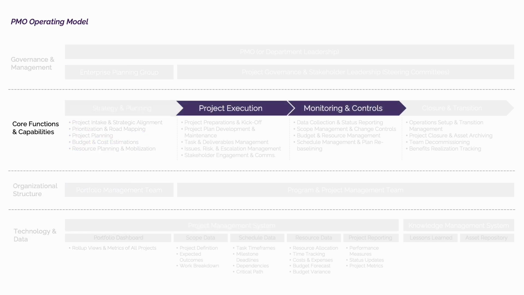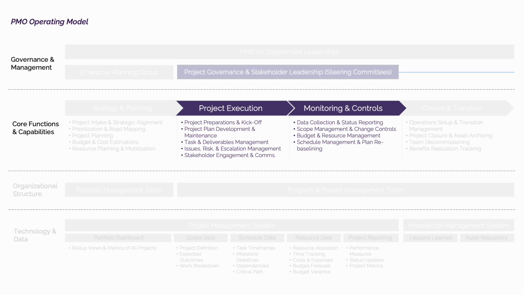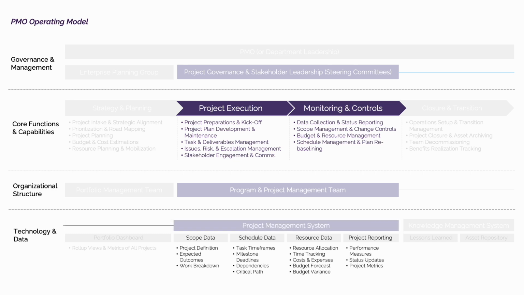From there, I typically view these two functions together of project execution and monitoring and controls. Here we're kicking off projects and driving the work forward with specific processes to understand if we're on schedule, on budget, and delivering at our quality standards. The individual projects are typically governed by steering committees that incorporate leadership from the responsible and impacted stakeholder groups. These functions are run by the program and project managers, and they're usually using one or various systems to track scope, schedule, resources, and performance of the project.